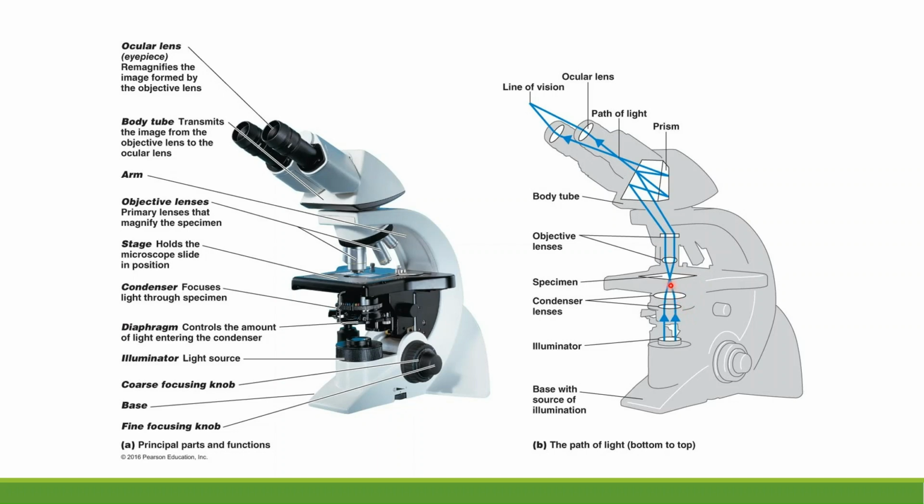So you can see that the light is really focused at this particular point here, and then it traverses up into our objective lens, and it goes through a series of mirrors, and this is called a prism. And the job of the prism is just to bend that light towards our eyes so that it can come through here, the ocular lens, and reach our line of vision.